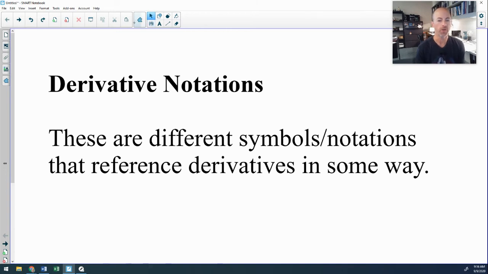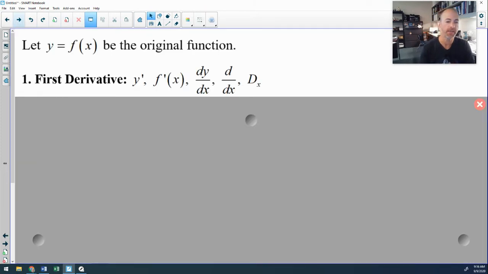This should be a really quick video just going over some different notations or symbols or things you see in writing that are asking you to either find the derivative or telling you that something is the derivative. And so let's look at some of these notations. And in all of these, we're going to let y equal f of x be your original function.